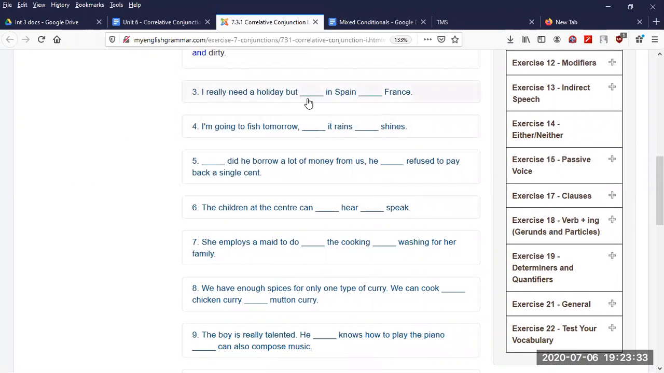I really need a holiday. But something in Spain, something France. Okay? Remember, but expresses a different opinion, a different part of an opinion. So this is positive, I really need a holiday, but, so this is going to be a negative idea. So which of our pairs is negative? Neither, yeah. So neither in Spain. And what goes with neither?